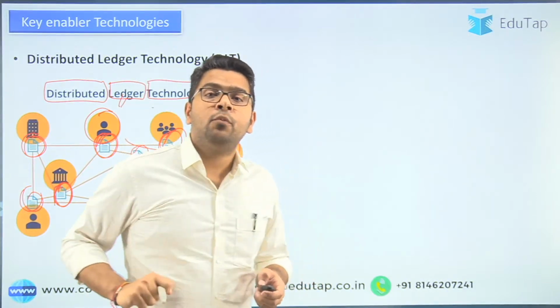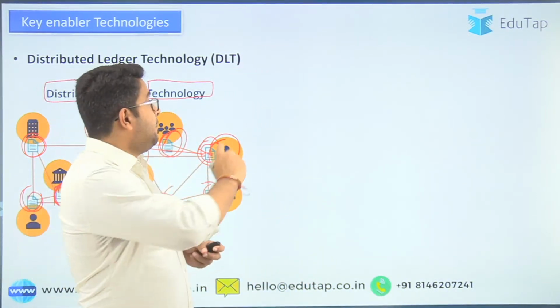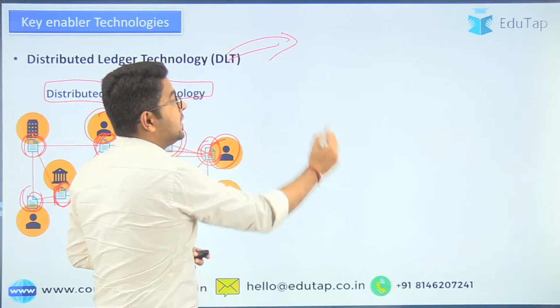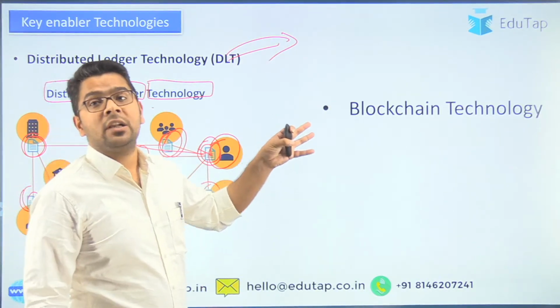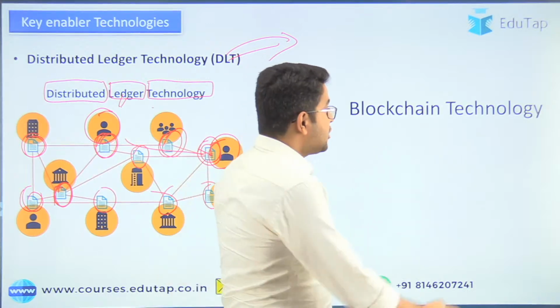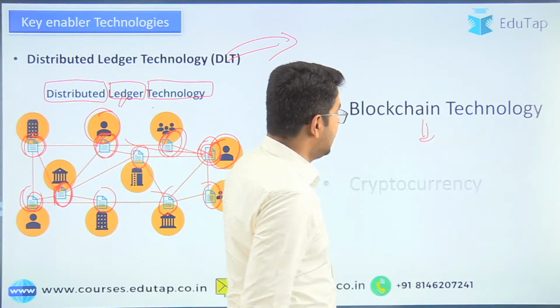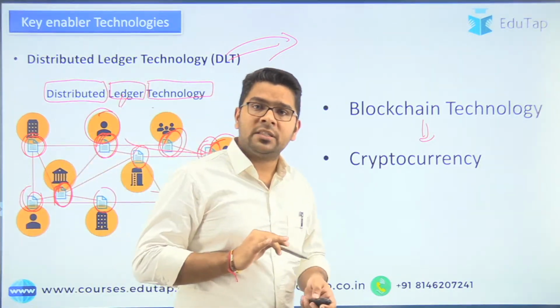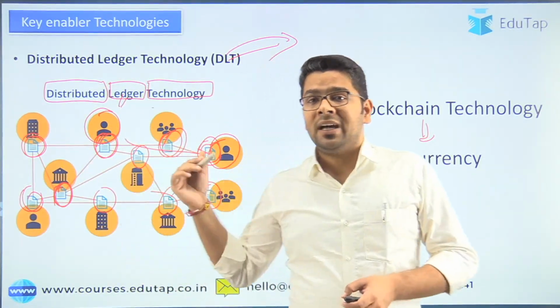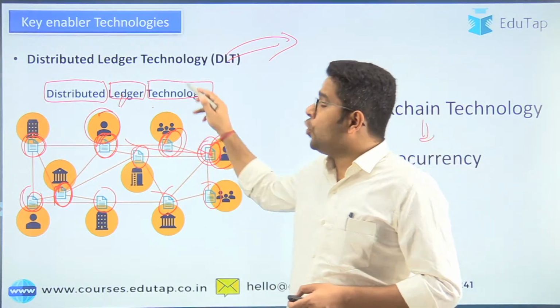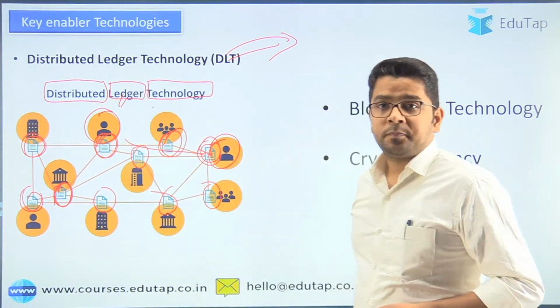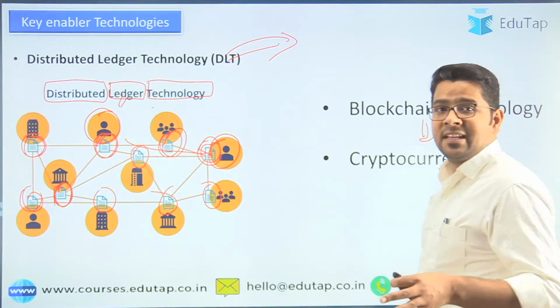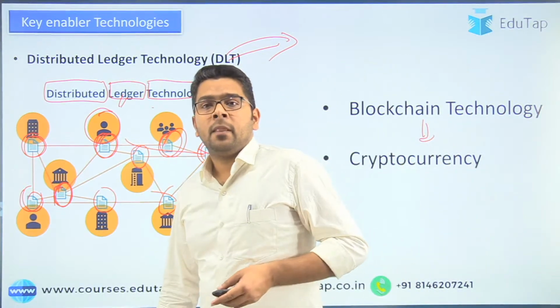And now we will move to our next application of this, which is blockchain technology. And the application of blockchain technology is cryptocurrency. So first we will try to understand blockchain technology, and then we will move to cryptocurrency. So guys, I hope this much is clear with you till now. If there is any doubt, please raise it right now so that we can move forward.